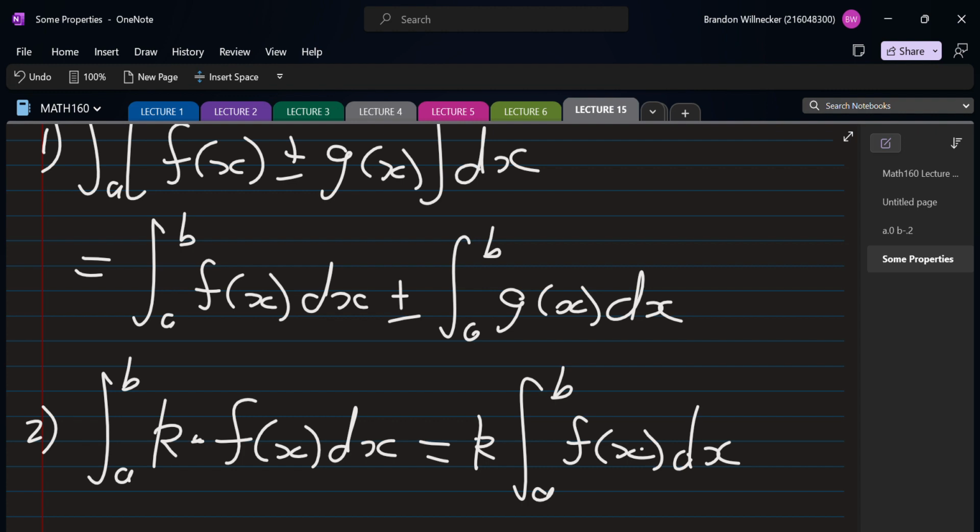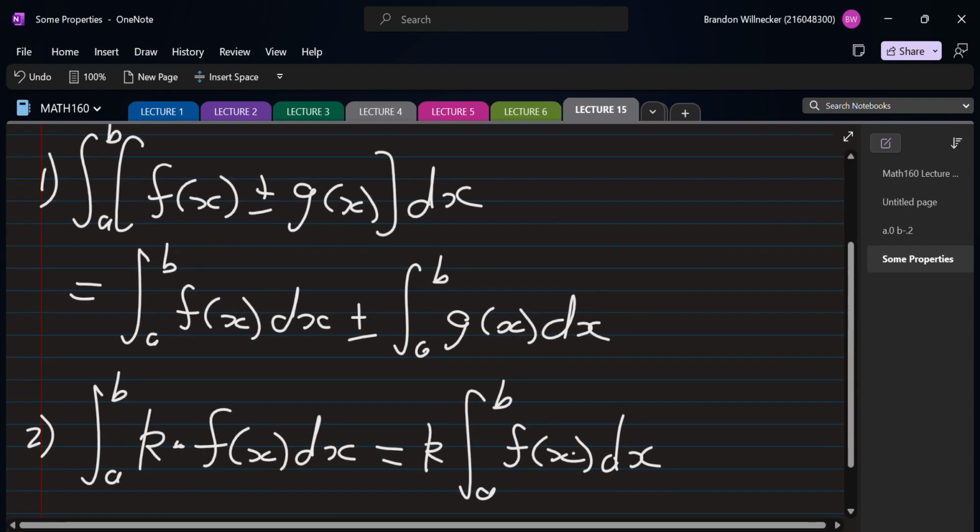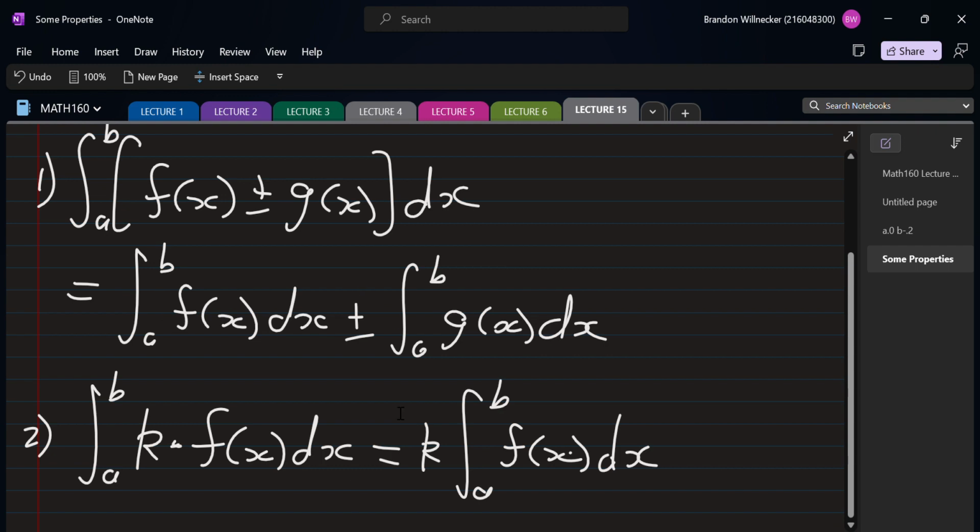Okay, so these two are directly from the sigma notation sum definition. I'll leave that for homework so you can prove these two. These are straight from the sums, right? There's nothing new here. In the next lecture, we'll look at the other properties and how we use those properties to evaluate this without using the limit definition.